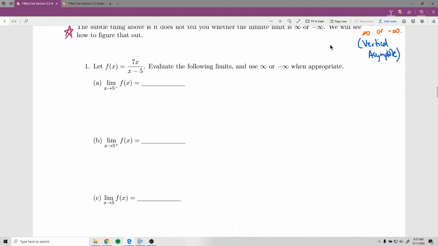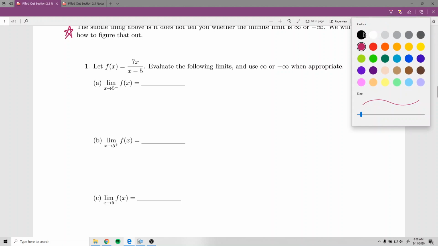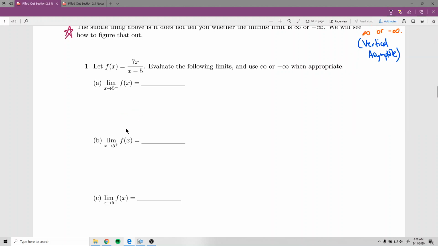The first one we have, let f of x equal 7x over x minus 5. Evaluate the following limits and use infinity or negative infinity when appropriate. All right, so you can see from this problem we are focused on the limit as x goes to 5. The best thing, since it's not piecewise, is to just start by plugging in 5. We still are going to hold the rules we learned in 2.1. So even though we're looking at the one-sided limits first, we want to start by plugging in x equals 5.